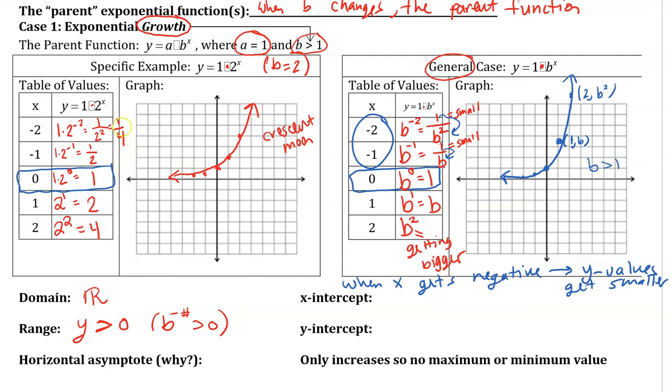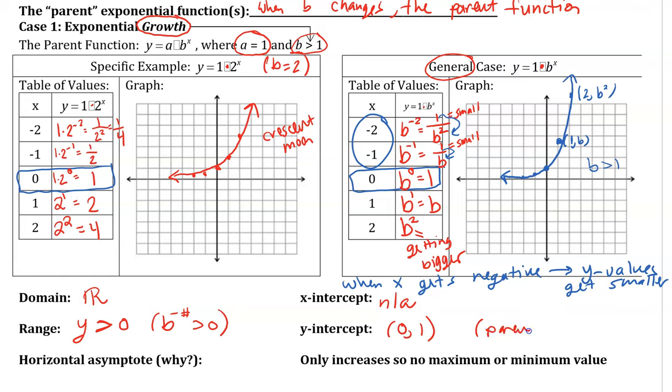So the outputs, the y values, actually won't even end up equaling 0. They'll only ever be positive numbers. So that's why these graphs are strictly above the x-axis, both of them. The x-intercept, there isn't going to be one, and we'll talk about that in a moment. And then the y-intercept is always, for the parent functions, right?